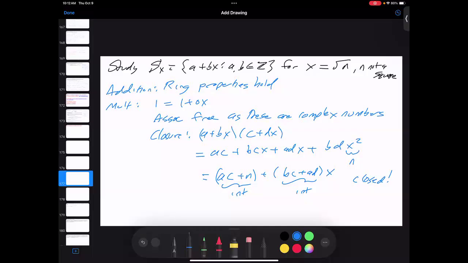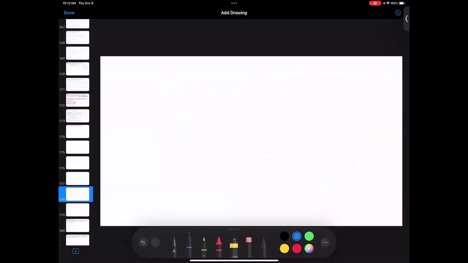So I want to choose an n that's not a square. So there's an obvious natural choice. What's the obvious natural choice to try for n? First non-square that you can think of, it's 2. I don't want to do 2. I want to do -5. So I want to look at the ring with -5, which would be all the numbers of the form a plus b times the square root of -5.